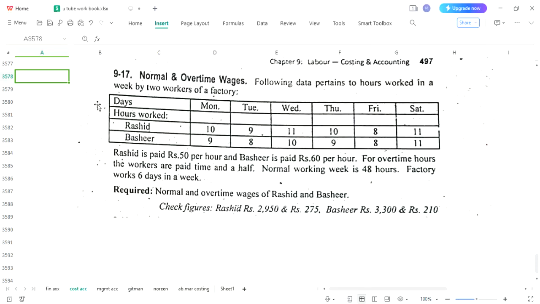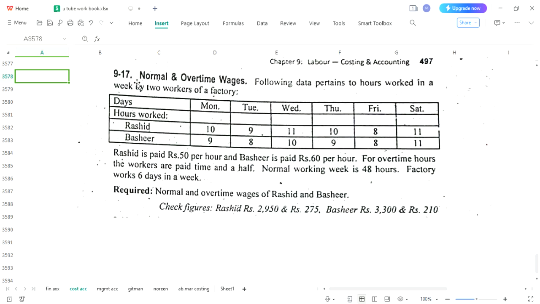Today's target is to solve question number 9.17. The chapter we are related with is labor costing. We have already solved 16 questions and you are well familiar with the scenario related to labor costing, where we do not have a permanent proforma for the solution of these questions. For each question we observe the requirement of labor costing and we redesign our proforma for the solution.